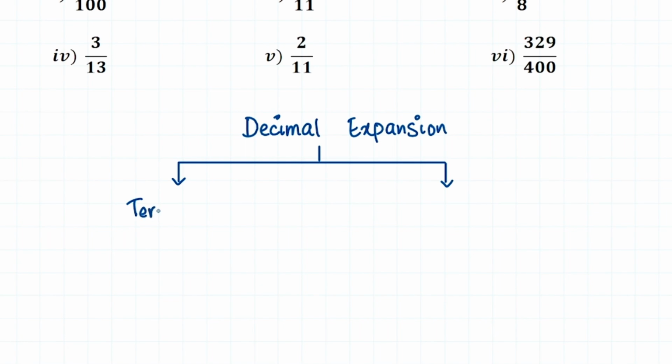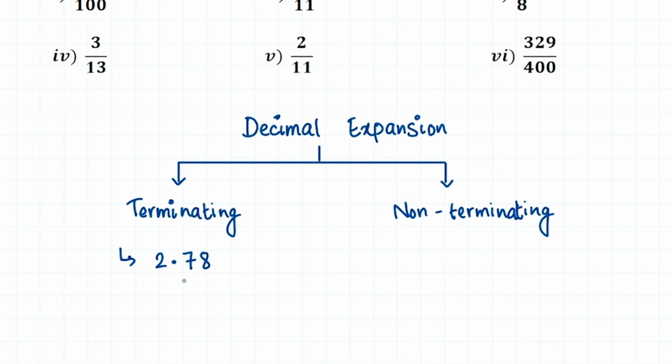So one of them is terminating, and the other one is non-terminating. We say that a particular number has a terminating decimal expansion if it terminates after certain numbers, okay, or if it ends after certain numbers. So for example, if you have something like 2.78, it ends after 78, right? So it terminates. Or it could be like 3.451, right? It terminates after three numbers. So if a number terminates, then that's a terminating decimal expansion.